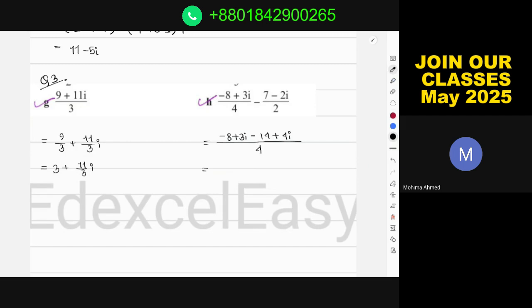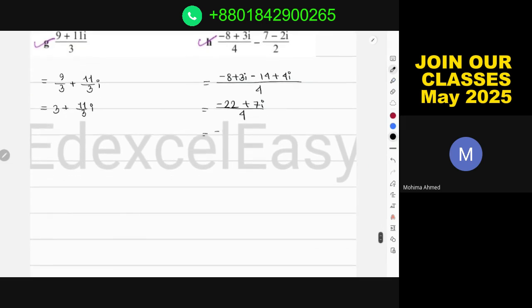Oh, wait, no. This is minus 14 and minus 8. This is minus 22, sorry. And then again, positive 7i divided by 4. Further, you just have to write 22 over 4, 7 over 4i. I think you can divide 22 over 4, that turns out to be 11 over 2. So you have minus 11 over 2 plus 7 over 4i.